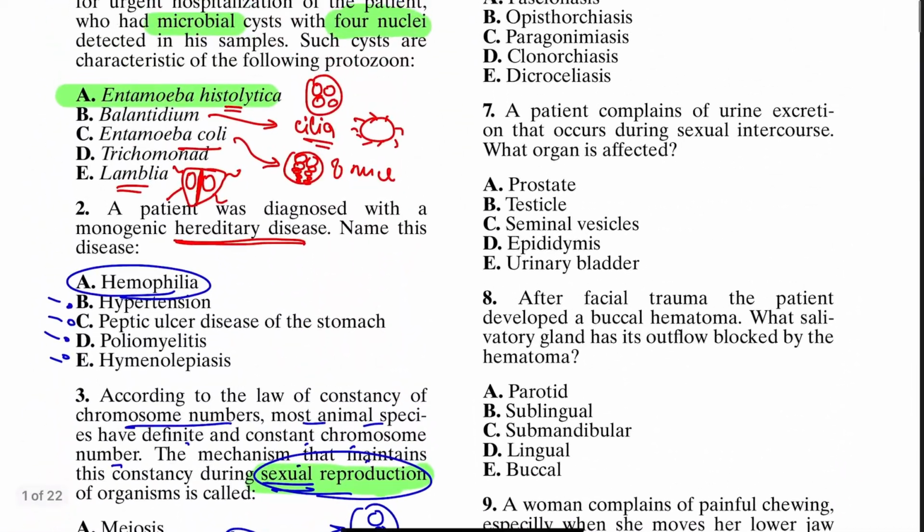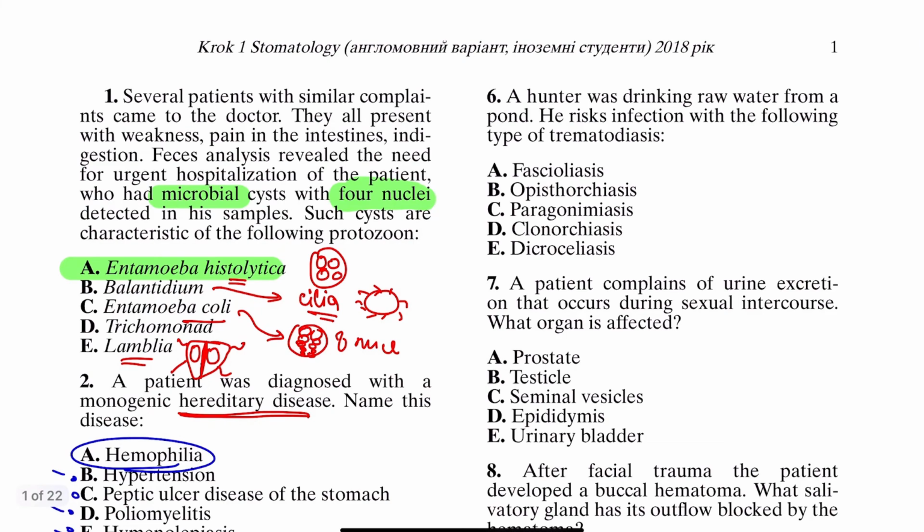Here we see a hunter drinking raw water from a pond, then he risks infection. So here they ask what helminth we can get from drinking raw water, or water that is not very clean. So Fasciola hepatica or fasciolasis, it's from the water. It's called liver fluke as well. Other questions, liver fluke.